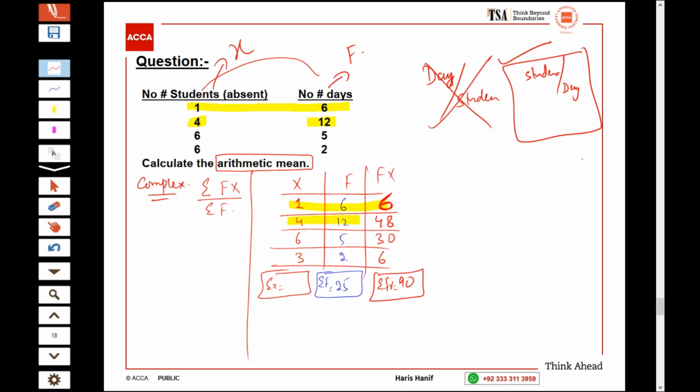90. Now, what is the mean? Summation of fx upon summation of f. That is 90 over 25. The answer would be 3.6.